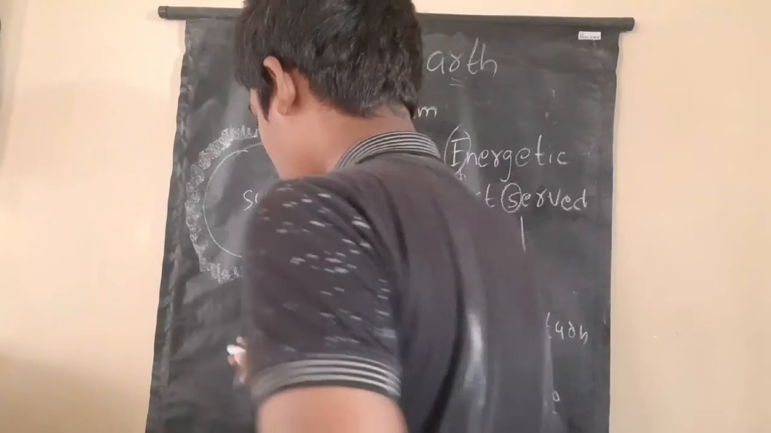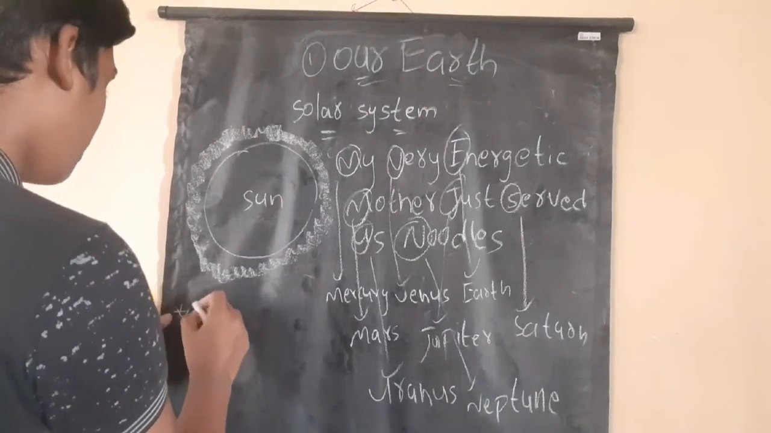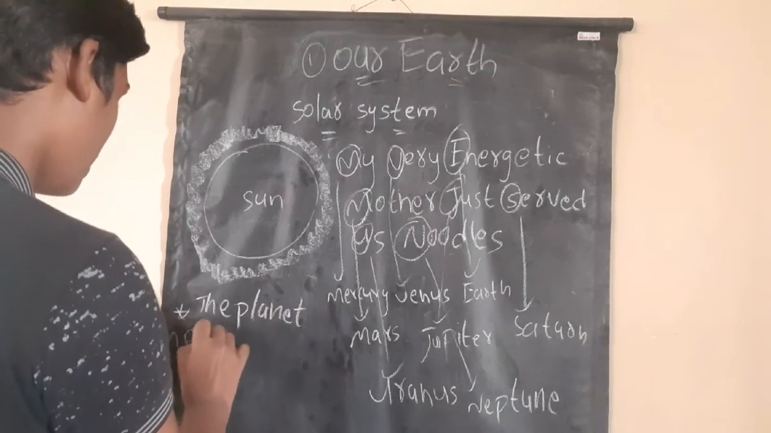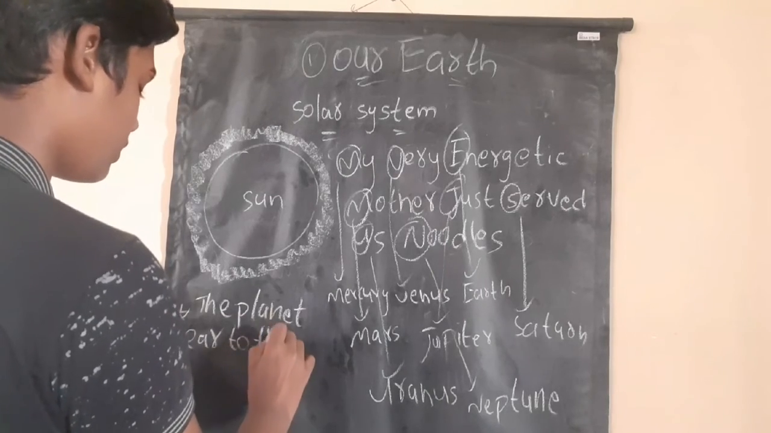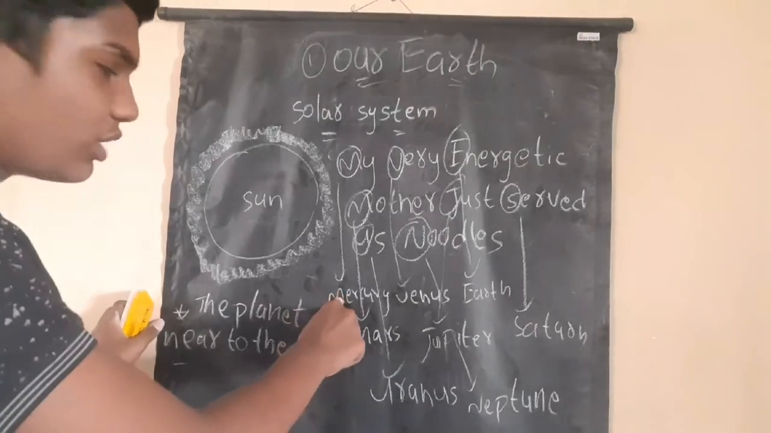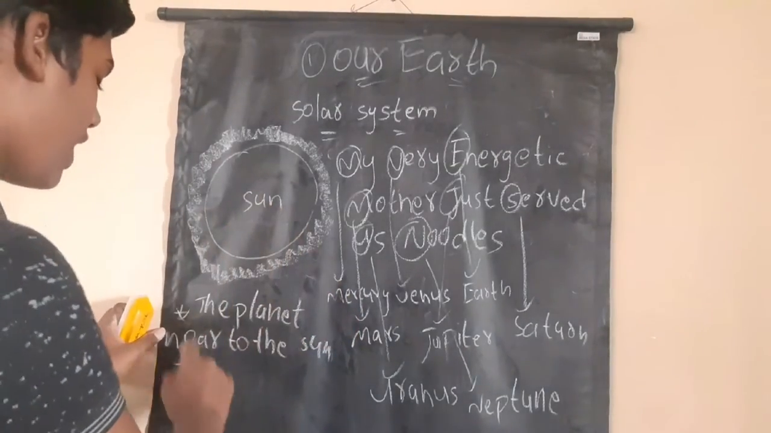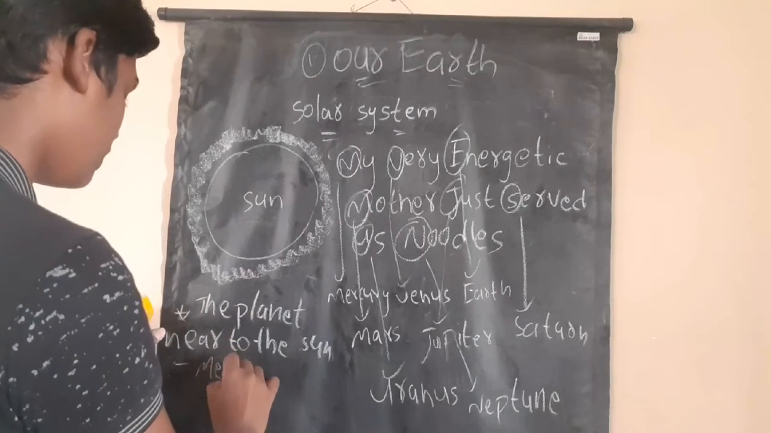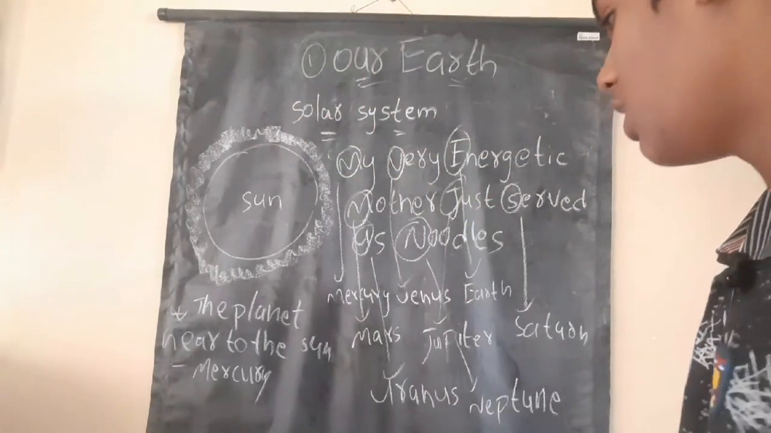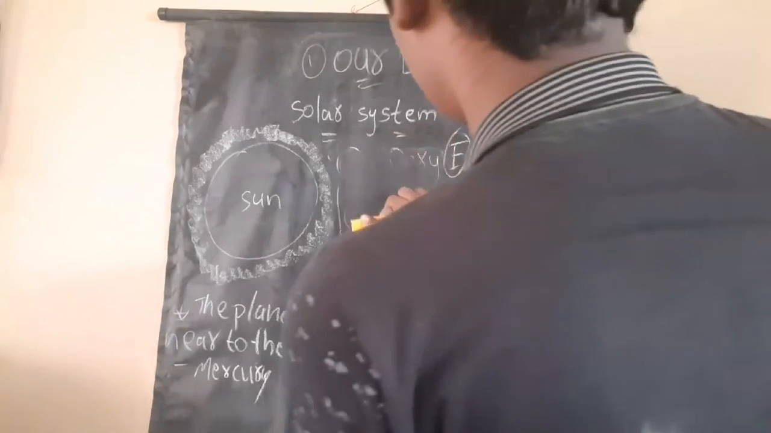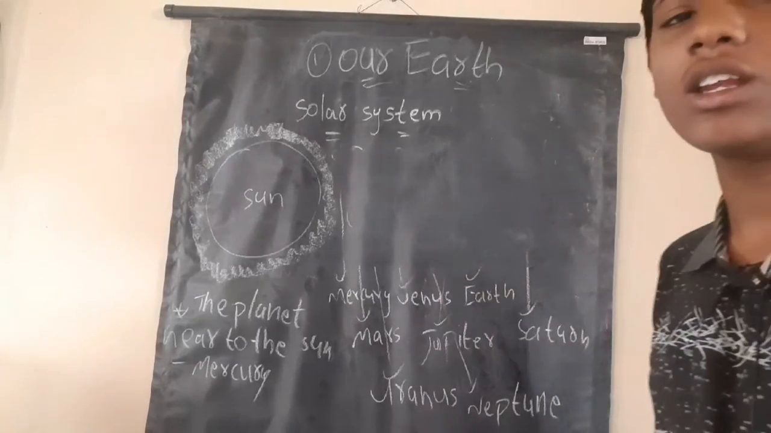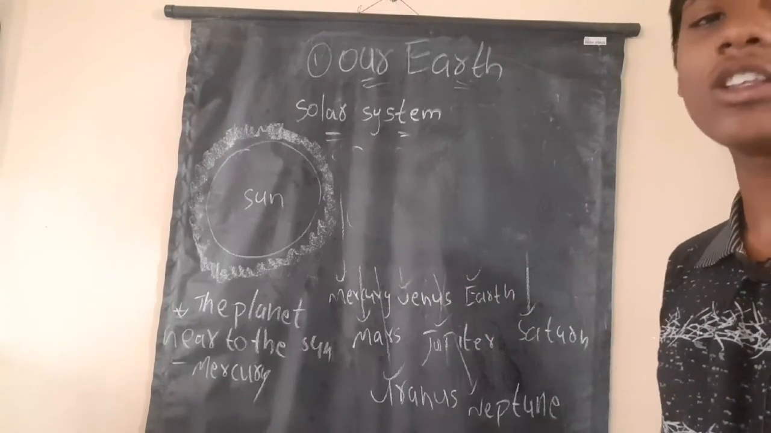First, the planet near to the sun. Mercury is the first planet, the one nearest to the sun. So the planet near to the sun is Mercury. Now the planet far from the sun. The trick is: my very energetic mother just served us noodles. Please note it in the notebook.